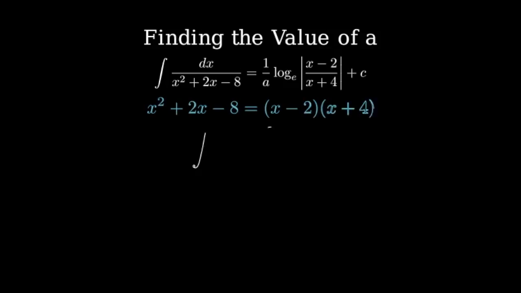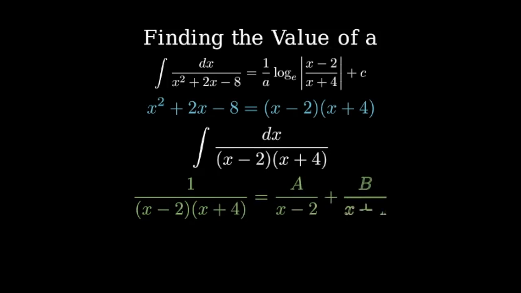The first step is to factor the denominator of the integrand. x squared plus 2x minus 8 factors into (x minus 2)(x plus 4). To solve this, we'll use partial fraction decomposition. We can write this as A over (x minus 2) plus B over (x plus 4).